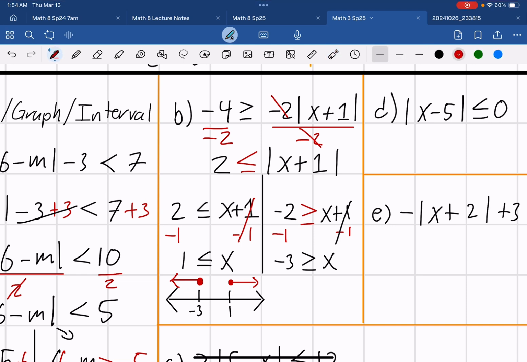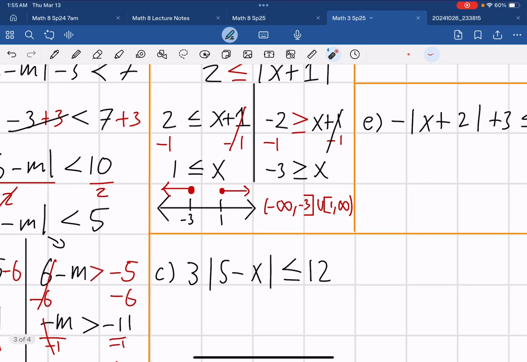But I can still write one general solution, which would be from -infinity, stopping at -3. I use a closed bracket because -3 is part of your solution. And then I can union from 1 to +infinity. And this would be my graph, and this is my interval notation. Let's continue.